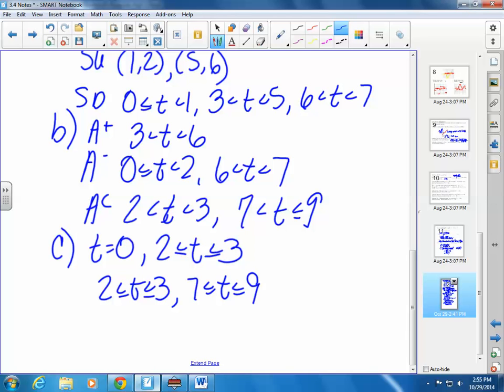I lost my graph. 2 to 3, 7 to 9. Alright. And actually, they didn't have the 2 to 3. I don't know. They must be counting an instant as more than a second, but to me, it works.